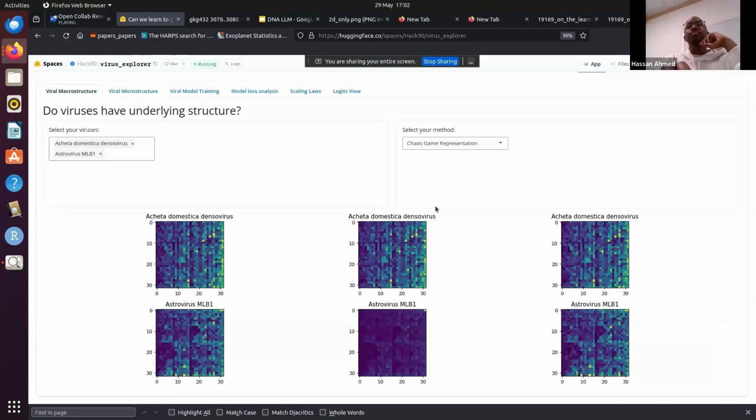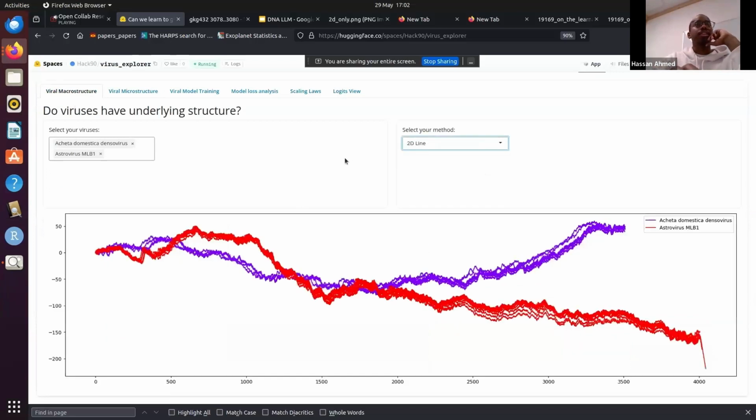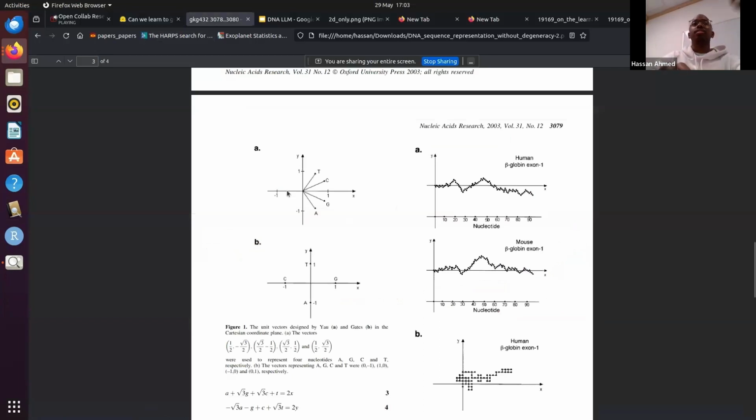Yes. That is the chaos game representation. The 2D line sequence is where, let's say, you give A a vector, you give T a vector, you give C a vector, and you give G a vector. All of these vectors, you just cumulatively sum them. You end up with a 2D line representation of the sequence. And I've got easy examples so you can see: A is that way, G is that way, C is that way, and T is that way.